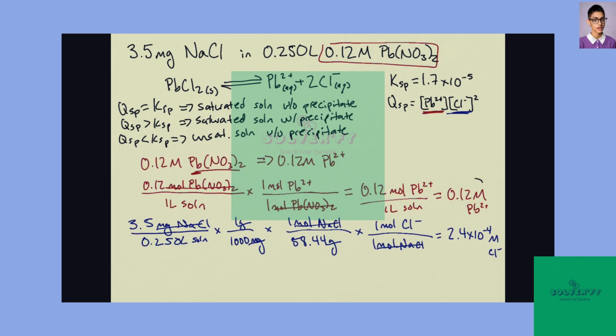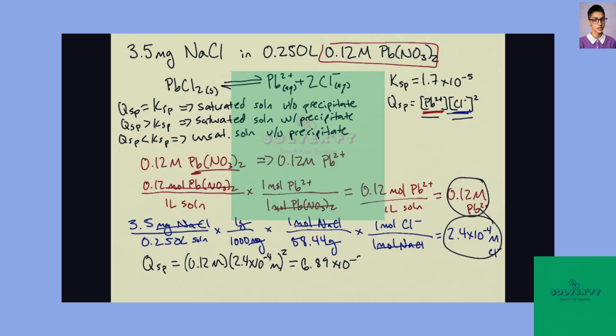So now that we have our concentration of Pb2+ and our concentration of Cl-, we can calculate our Qsp. This gives us 6.89 times 10 to the negative 9th. And our Qsp is therefore smaller than our Ksp, so we do not form a precipitate.